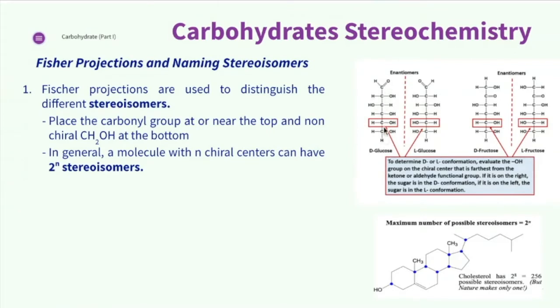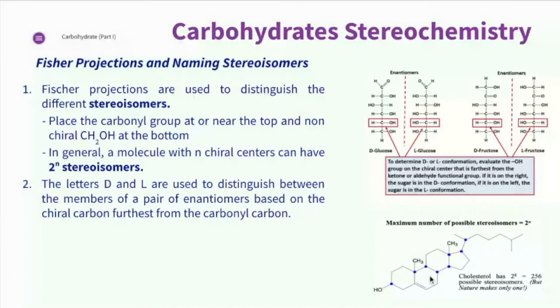one monosaccharide unit. Okay, so in general, a molecule with n chiral centers can have 2^n isomers. Means, let's say this is 6 carbons. So the potential isomers that can be formed by glucose is 2 to the power of 6. For example, this cholesterol has 8 chiral carbons: 1, 2, 3, 4, 5, 6, 7, 8.